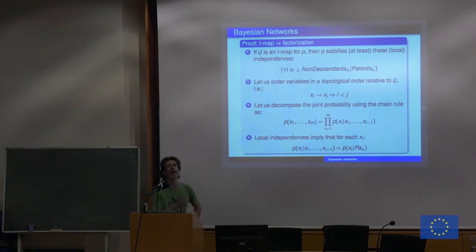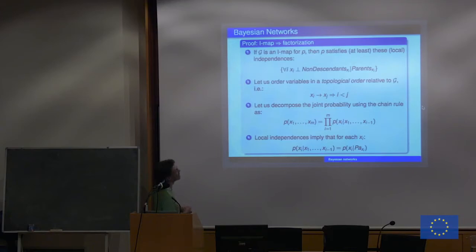If G is an I-map for a probability distribution, then the distribution factorizes according to the product of node given parents. This is easy because we know that if G is an I-map for P, then P satisfies at least these independencies for each node variable: the variable is independent of the non-descendants given the parents.